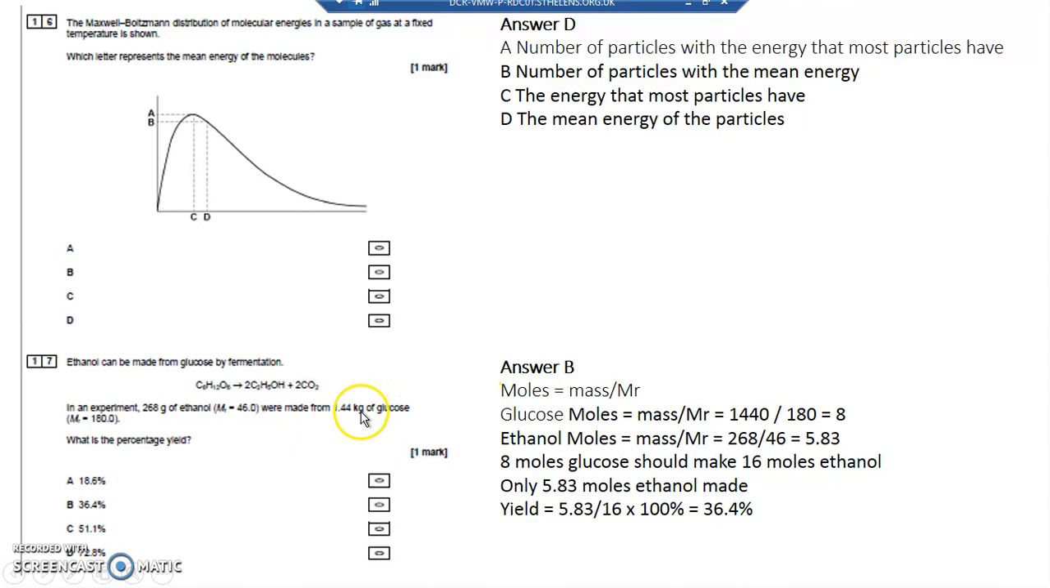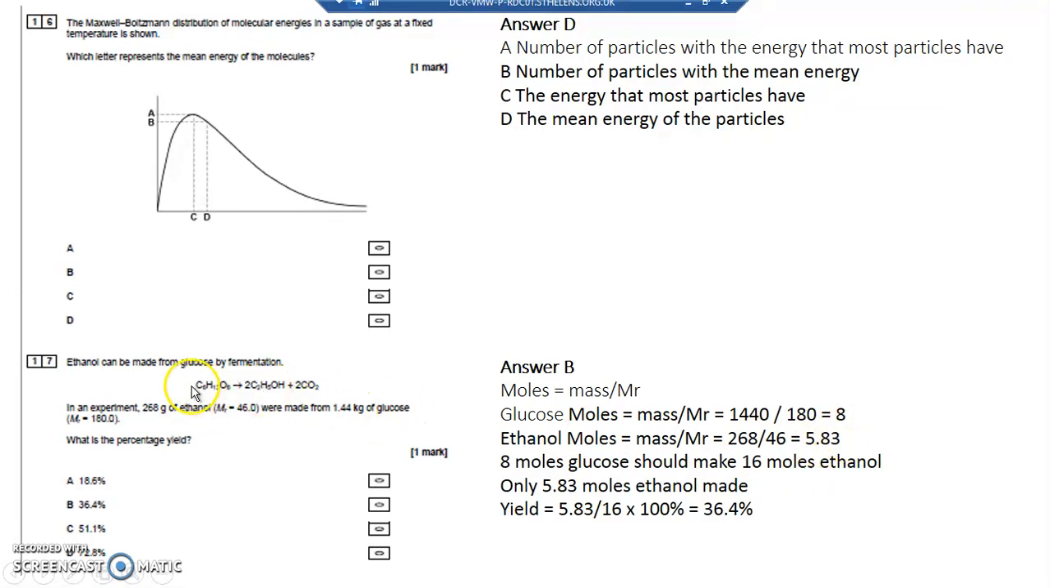So kilograms, a large unit value, into a smaller unit value means multiplying by 1,000. So 1.44 times 1,000 is 1440. 1440 divided by the MR, I've got 8 moles of glucose. Ethanol, number of moles, well, I've got that in grams, so that's easy. 268 divided by 46, I've got 5.83 moles of ethanol.